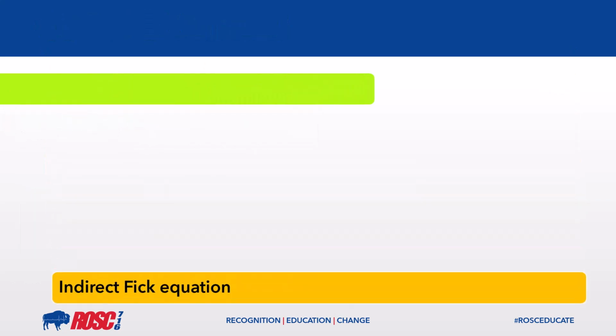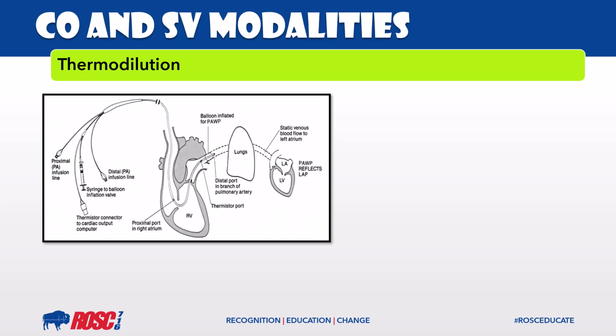The next modality to discuss is thermodilution. The original thermodilution technique involved true injectate into the PA catheter. Injectate was injected in the proximal infusion port.